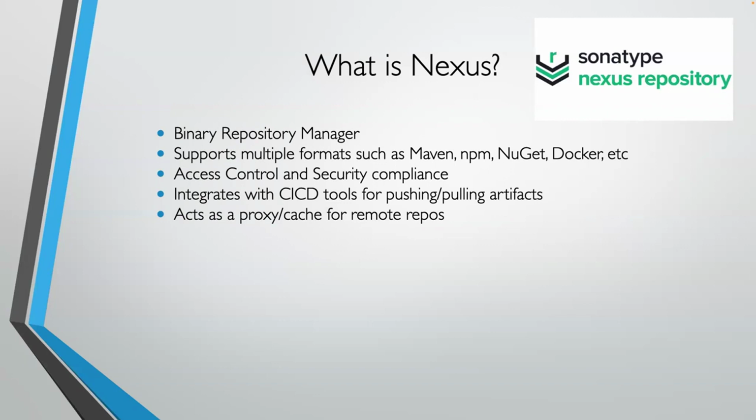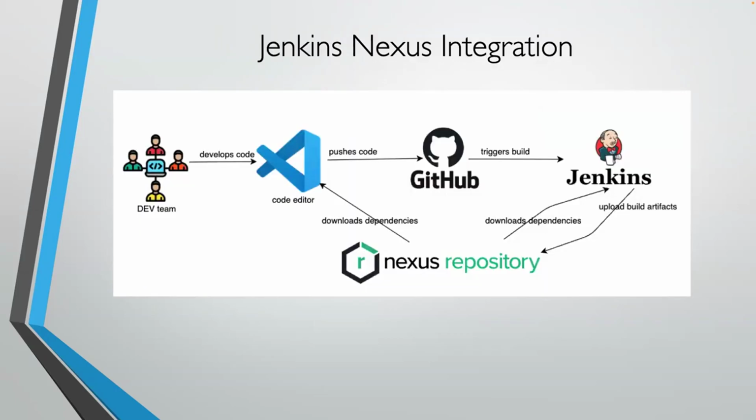Nexus also provides good access control and security compliance. For example, it would not allow just anyone to upload a build artifact into Nexus. Nexus also has a tool for scanning your build artifacts as well as libraries to find any vulnerability issues. Nexus can very well be integrated with all the CI/CD tools for pushing artifacts as well as pulling artifacts. Nexus can also act as a proxy for remote repositories, and it also has caching ability. Now let's quickly understand how Nexus can be integrated with Jenkins.